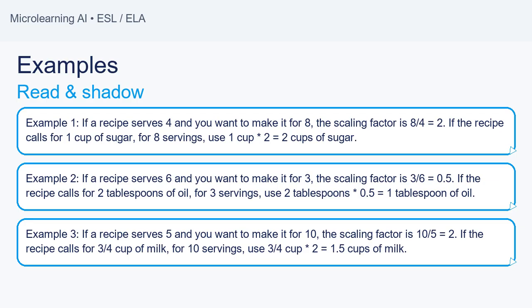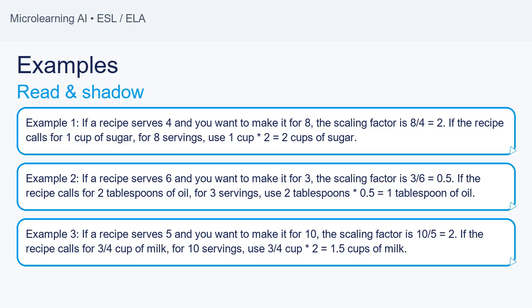Example 2. If a recipe serves 6 and you want to make it for 3, the scaling factor is 3 over 6 equals 0.5. If the recipe calls for 2 tablespoons of oil for 3 servings, use 2 tablespoons times 0.5 equals 1 tablespoon of oil.